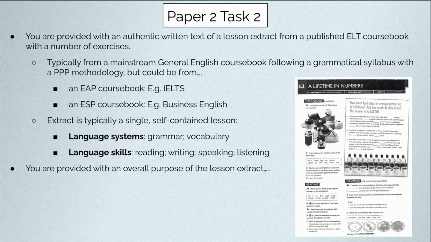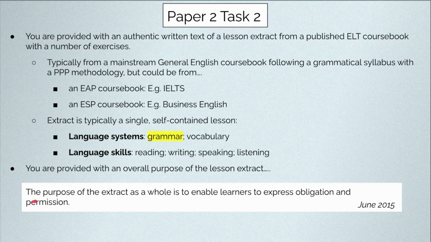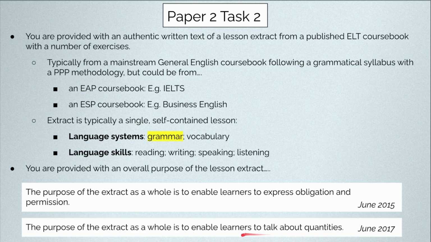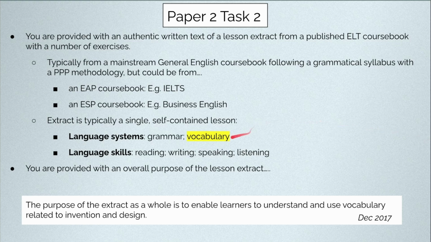Along with the lesson extract, the rubric also provides you with the overall purpose of it. Some examples: the purpose of the extract as a whole is to enable learners to express obligation and permission. This would be a grammar lesson as we're looking at modal verbs like can, can't, must. To enable learners to talk about quantities, again a grammar lesson, quantifiers: how much, how many, a lot. An example for a vocabulary lesson is: to enable learners to understand and use vocabulary related to invention and design.